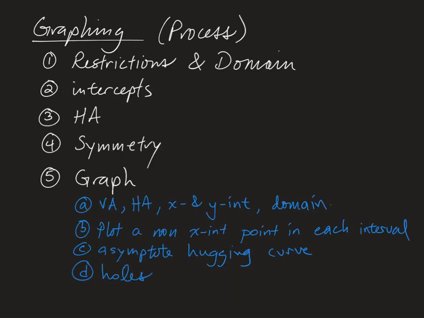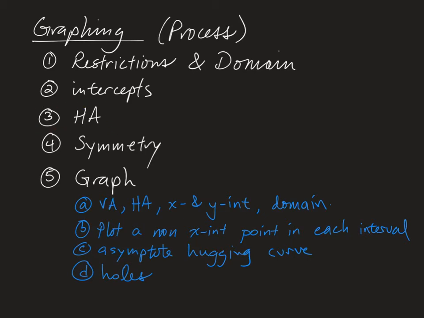Real quick on the slide, a good way to find all of the characteristics you'll need for the graphing process and then the actual graphing process. So the first thing you'll want to do is find restrictions in the domain, and within this step you want to be able to classify whether or not a restriction is a vertical asymptote or a hole in the graph. Then you want to go through and find x and y intercepts. You want to find the horizontal asymptotes.